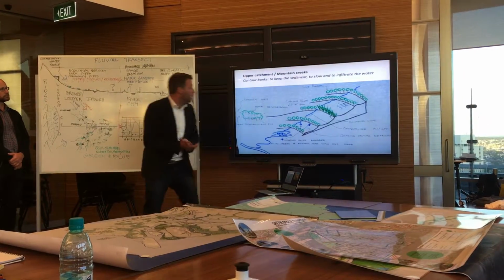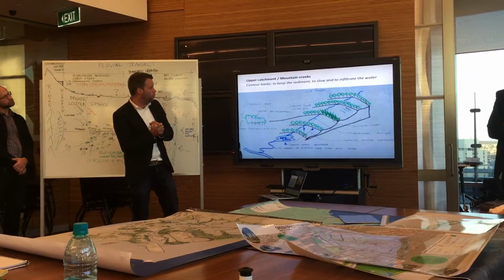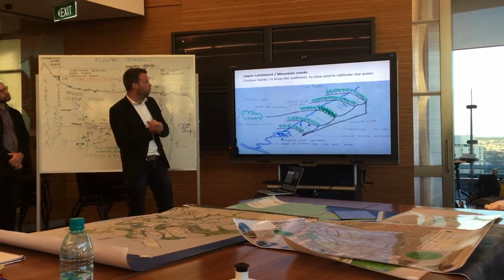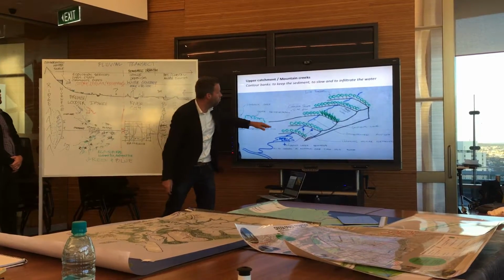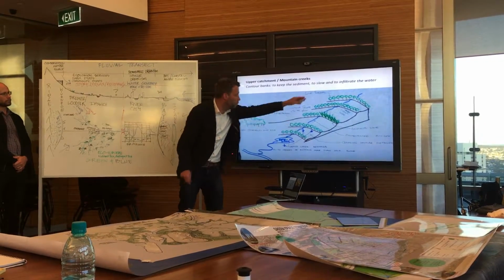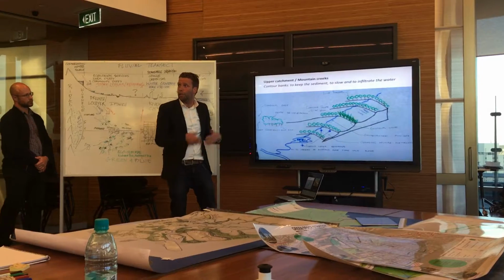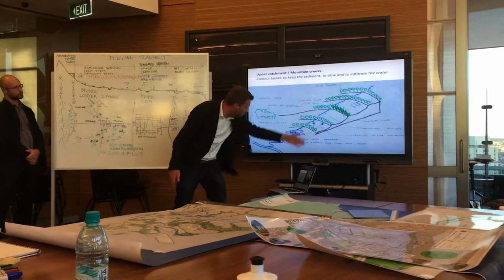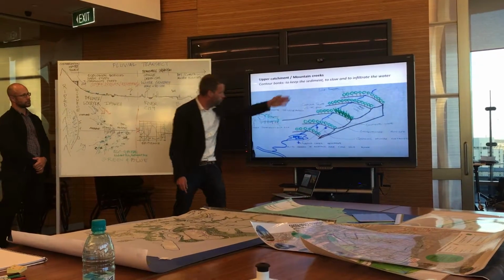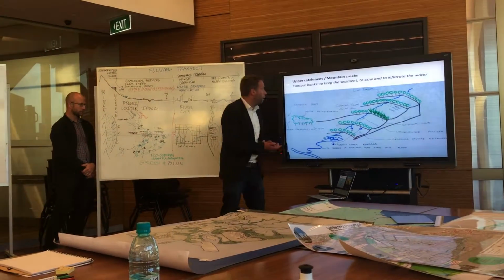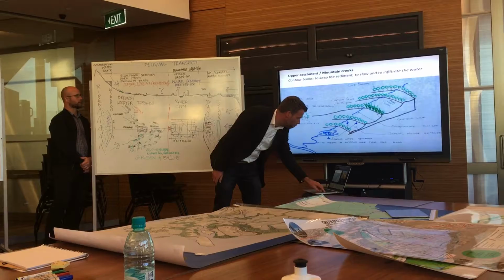In the upper catchment, the mountain creeks, we have the principle of contour banks to keep the sediment, to slow the water and also to infiltrate the water in case of droughts. Then the water can infiltrate, and you can pump it up as groundwater. But it can infiltrate when it's raining.